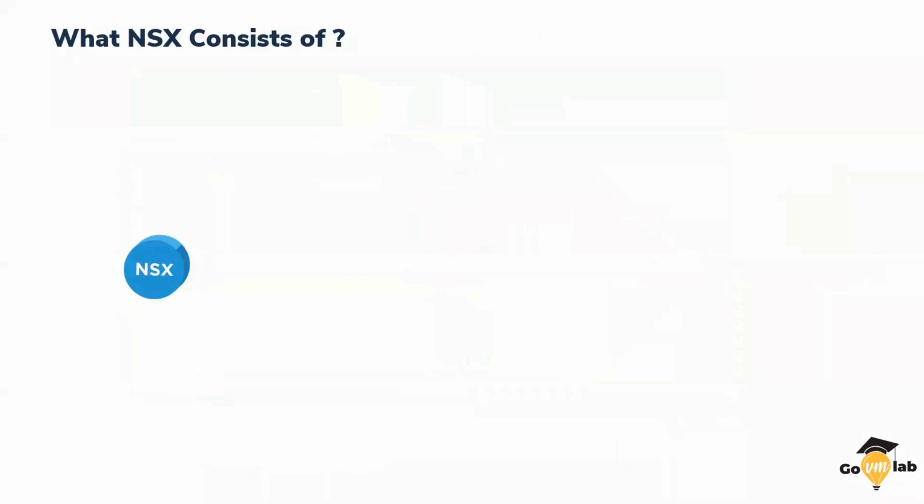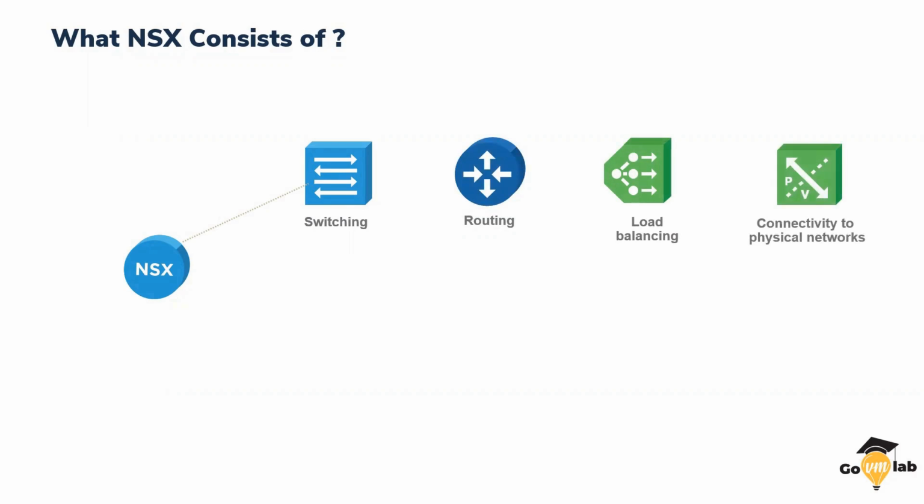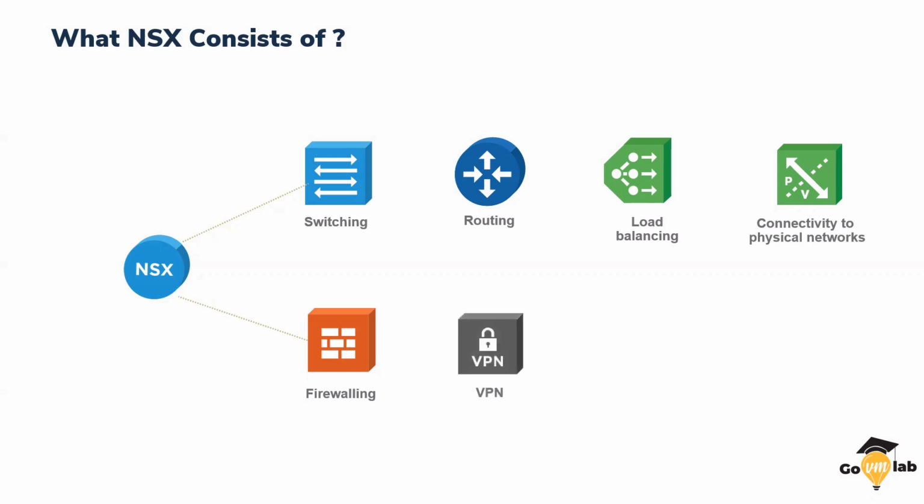So let's understand what NSX consists of. It gives you the capability of switching, routing, and load balancing. It also allows your NSX network to be connected to your traditional physical VLAN-backed networks. It gives you firewalling and micro-segmentation, an amazing way of dealing with security in the hypervisor. VPN is also provided in software, along with data security and monitoring. So NSX gives you every networking and security service required for your application to run, right there in software.